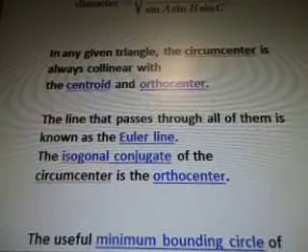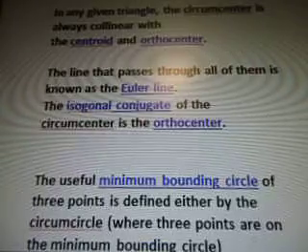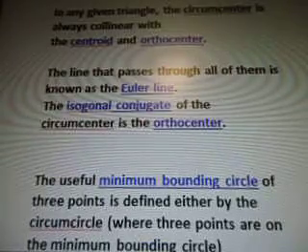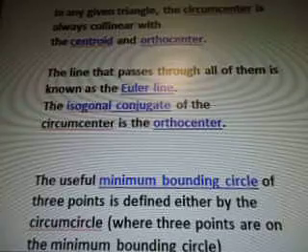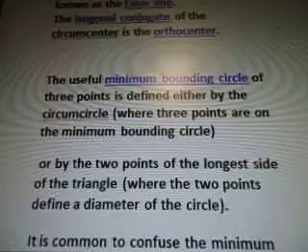In any given triangle, the circumcenter is always collinear with the centroid and orthocenter. The line that passes through all of them is known as the Euler line. The isogonal conjugate of the circumcenter is the orthocenter.